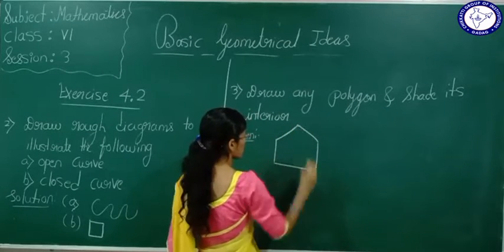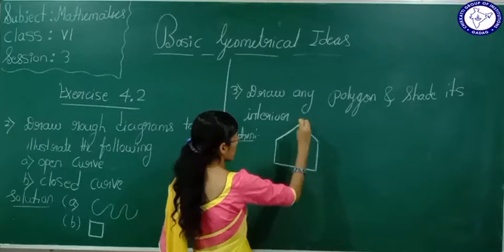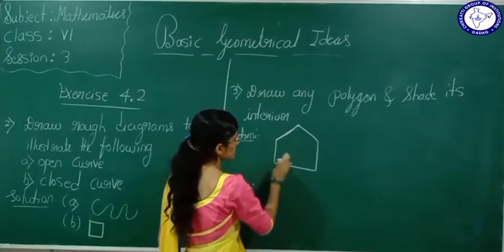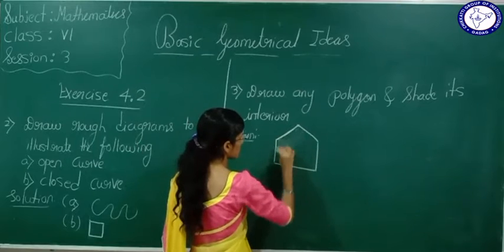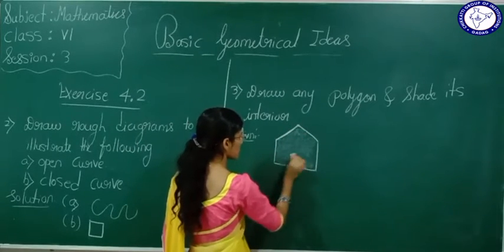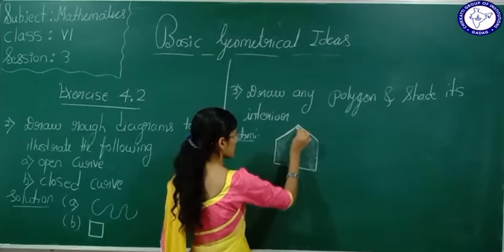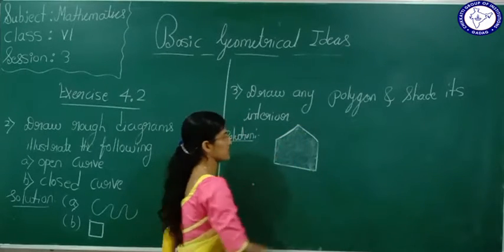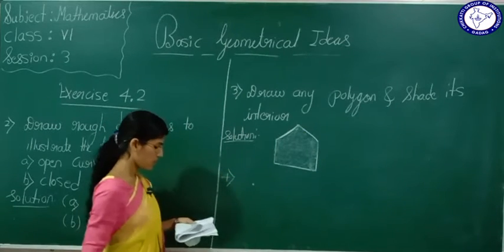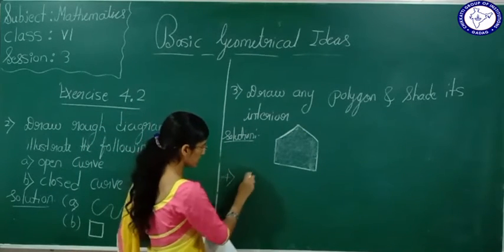Definitely this is a polygon, yes or no? Now shade its interior, which means this part we have to shade here. This is the interior, right? Shade its interior. Okay, this is about the third one. Now the fourth one, see here. Consider the given figure.